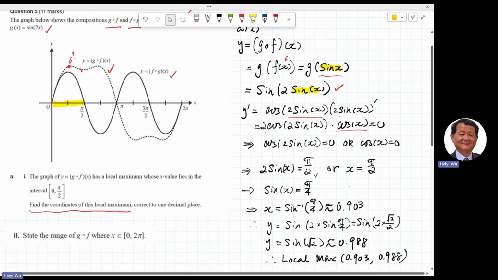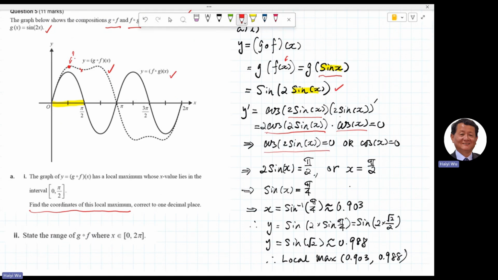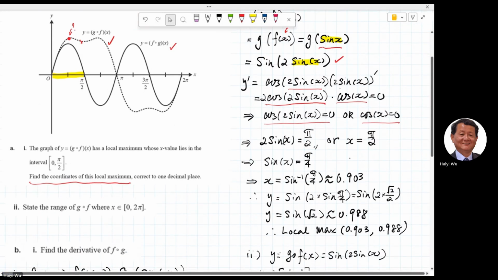So now we have two null factors. We set each equal to 0 to solve for x. That one is simple: cosine x equal to 0 within 0 and pi over 2, so one of the x is pi over 2. For the other one, we need to let this equal to pi over 2, because cosine pi over 2 is 0. So we move 2 to the right, and it becomes sine x equal to pi over 4.